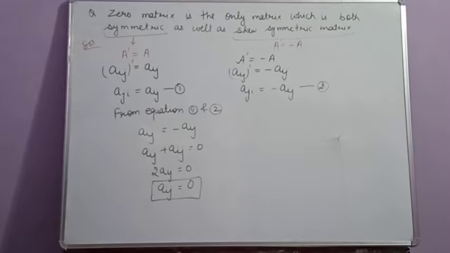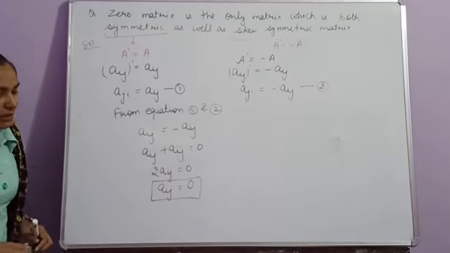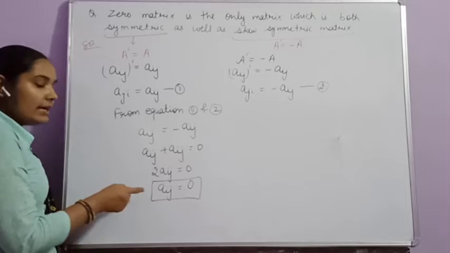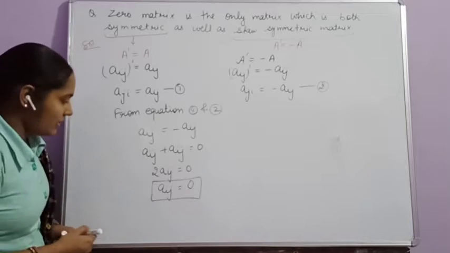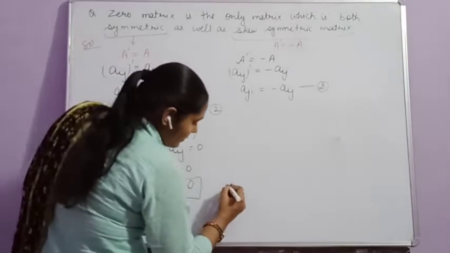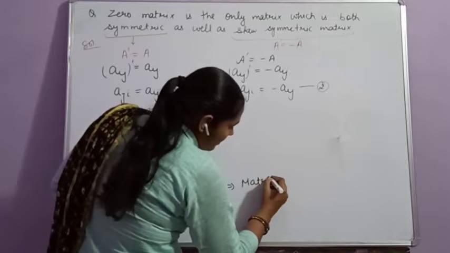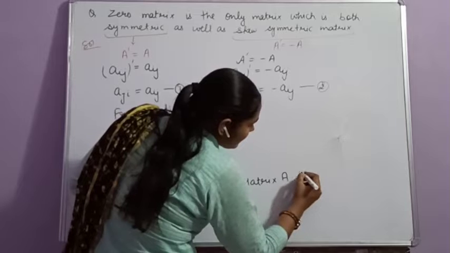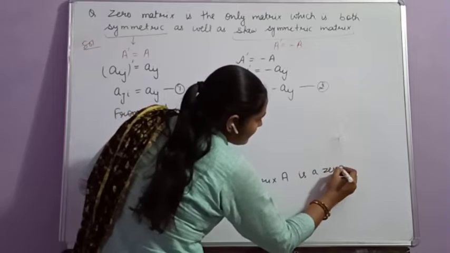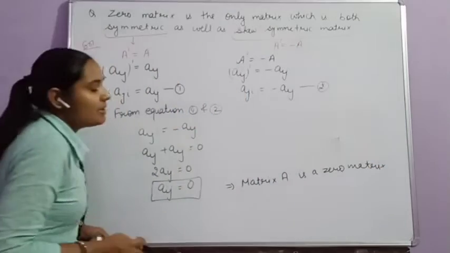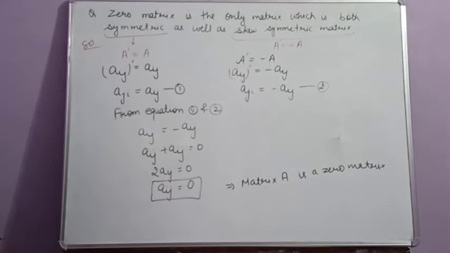If all the elements or entries of a matrix are equal to 0, it implies that the matrix is a 0 matrix. So, that implies matrix A is a 0 matrix. Hence, proved: the 0 matrix is the only matrix which is symmetric as well as skew symmetric. Clear?